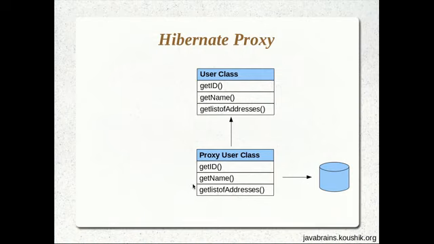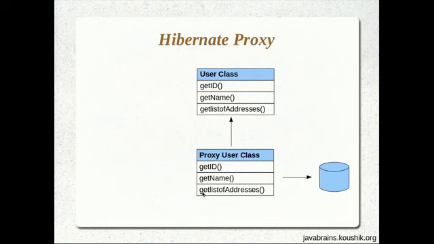Now let's say you made a call to this get list of addresses. Obviously, since you have the proxy object, you would be making a call to this method of the proxy user class. This method will have code to first fetch the values from the database. So that's the first thing it does. It just executes the query to fetch the records from the database and populate the list of addresses member variable.